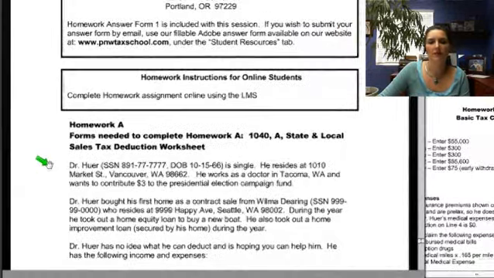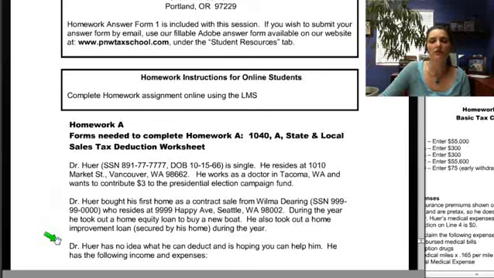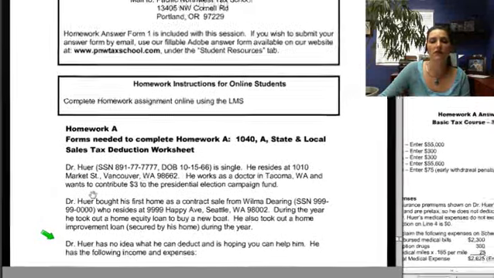Dr. Hewer is single, and he works as a doctor. He bought his first home as a contract sale from Wilma Deering, and during the year he took out a home equity loan to buy a new boat. So that would be home equity interest not used for home improvement or home acquisition, but it can still be deductible. He also took out a home improvement loan that was secured by his home. So he took out a home equity loan to buy a boat, and he took out a home improvement loan which is secured by his home. They're both ultimately home equity loans, but one is used for improvement, the other is not. Dr. Hewer has no idea what he can deduct, and he is hoping that you can help him.